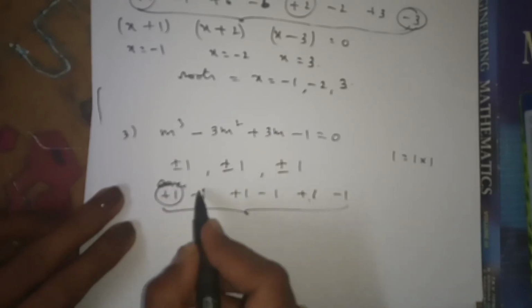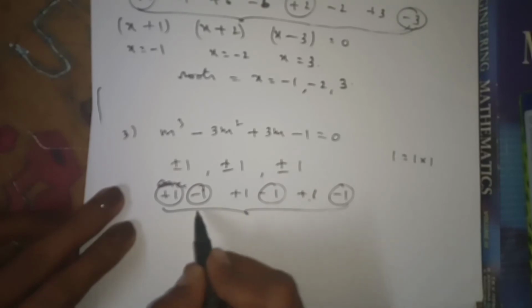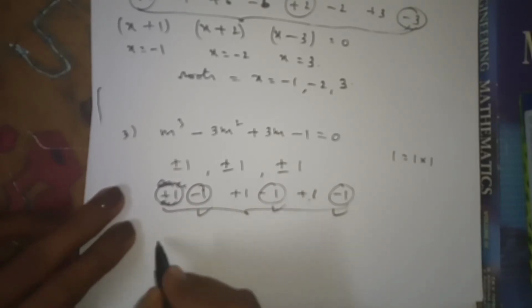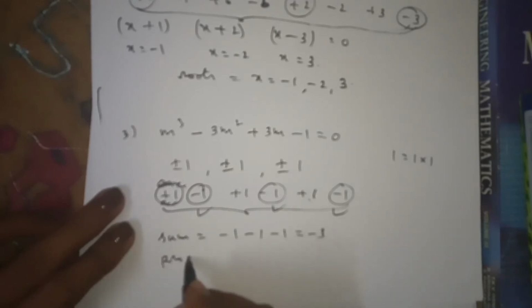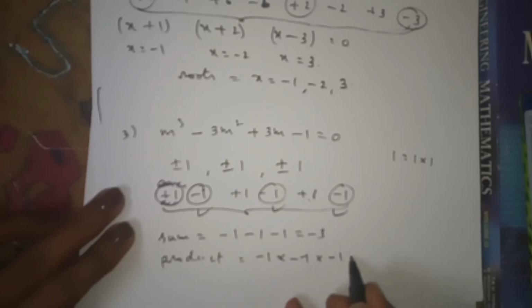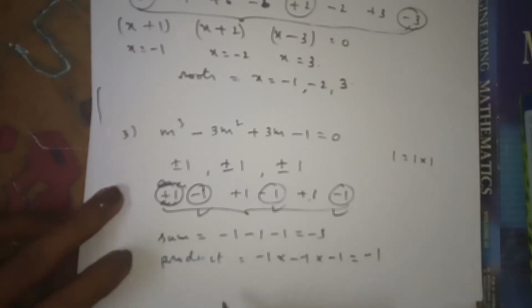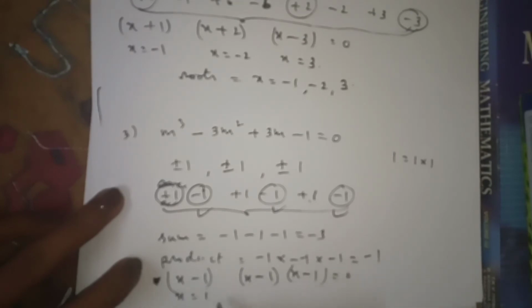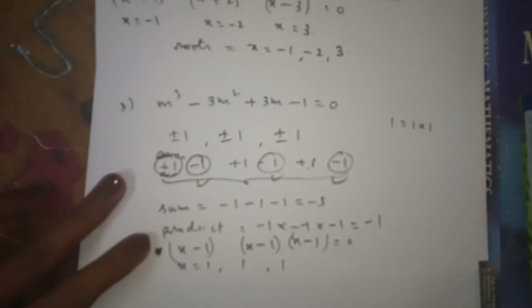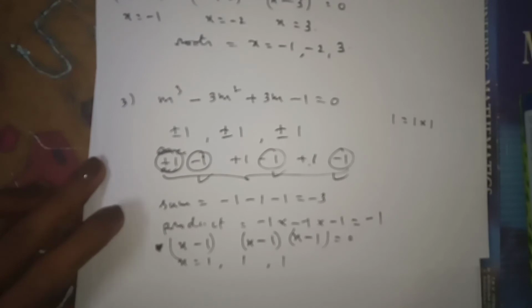No, not this one. Minus 1, minus 1, minus 1. Now the sum is minus 1, minus 1, minus 1, which is minus 3. Product: minus 1 into minus 1 into minus 1 is equal to minus 1. Therefore the factors are x minus 1, x minus 1, x minus 1. x is equal to 1, 1, 1. The roots are 1, 1, 1.